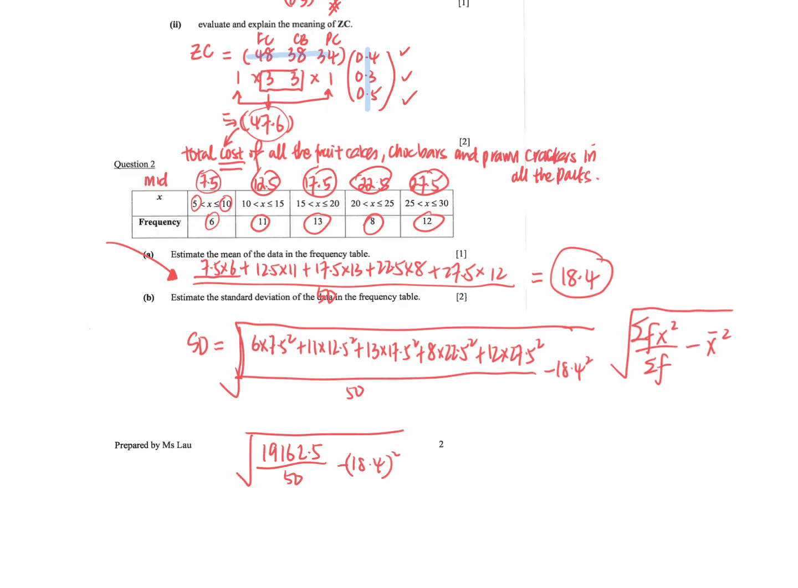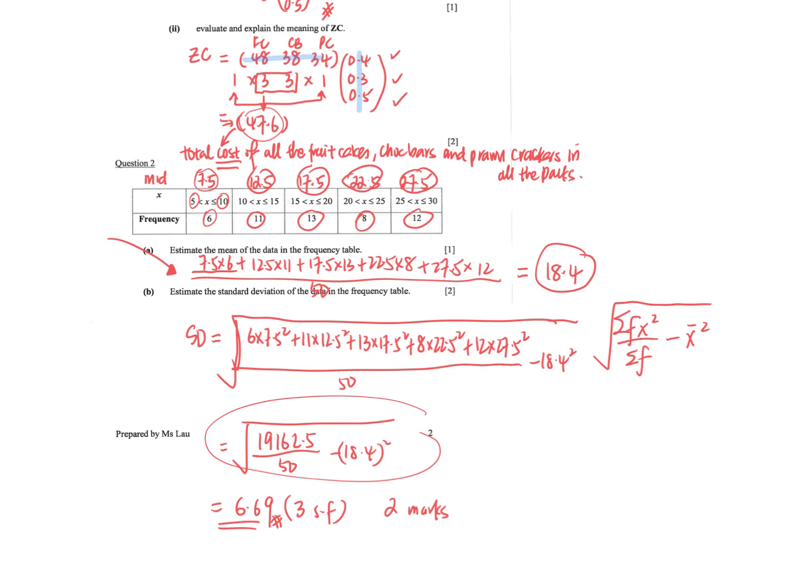Okay, however, if you don't even want to show me method, just make sure that your standard deviation is correct. It should be 6.69. Okay, so this is 2 marks or nothing. But if you show me method, if your answer is wrong, we still get method mark.